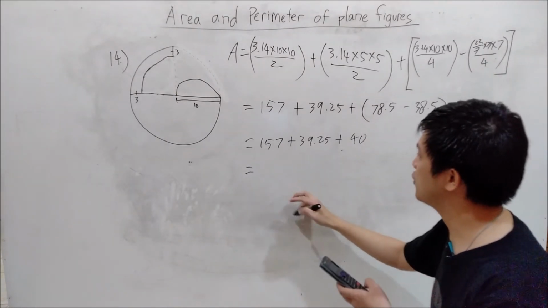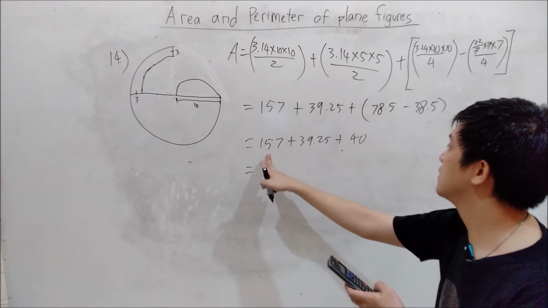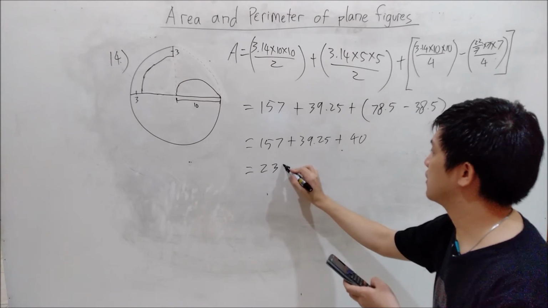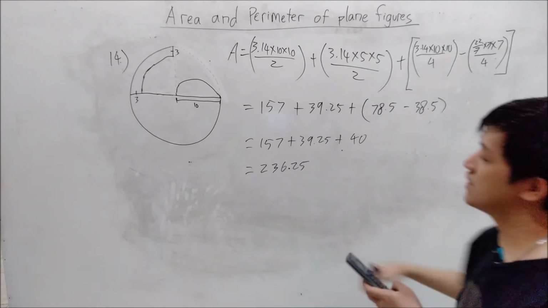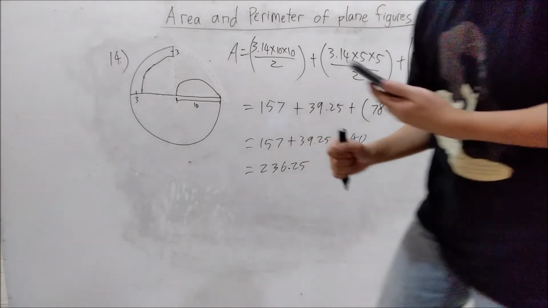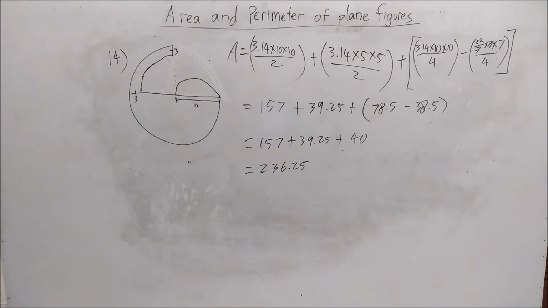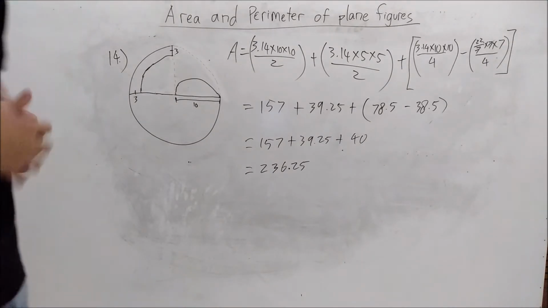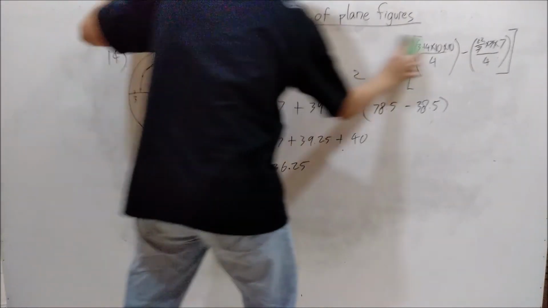At the end, you will have 197, 236.25. This will be the area of figures in number 14. 236.25. That is the area of the shaded region. That's about number 14. Let's move on to number 15.